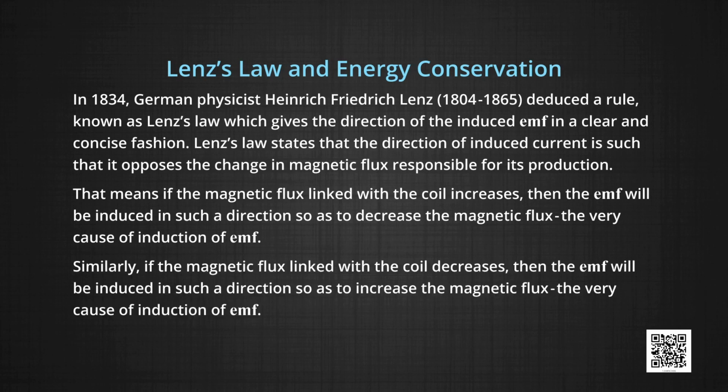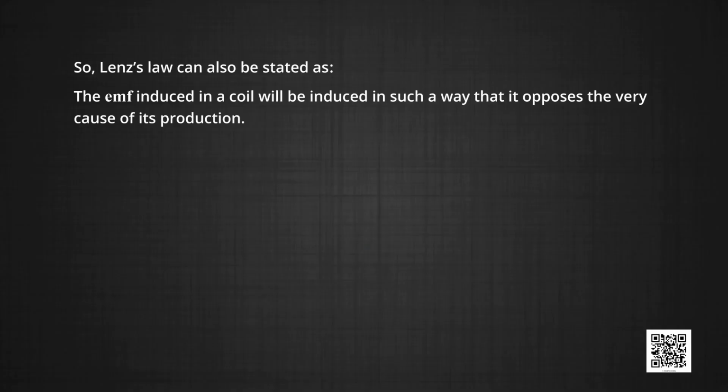Similarly, if the magnetic flux linked with the coil decreases, then EMF will be induced in such a direction so as to increase the magnetic flux, the very cause of induction of EMF. So, Lenz's law can also be stated as: the EMF induced in a coil will be induced in such a way that it opposes the very cause of its production. So, Lenz's law wants all conducting loops to keep the flux through them the same. It doesn't like any change and it opposes it.